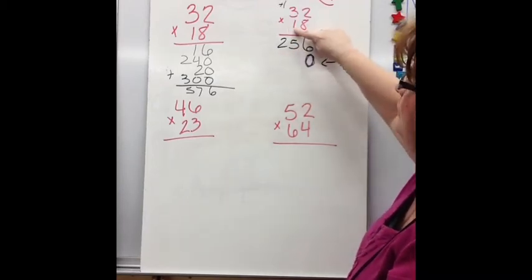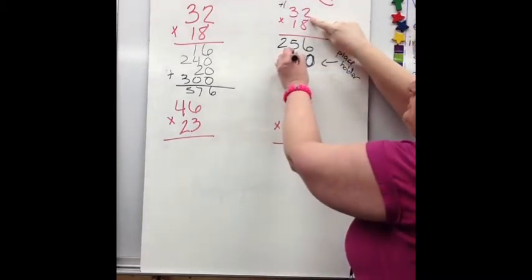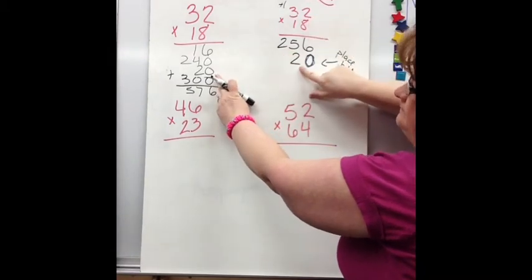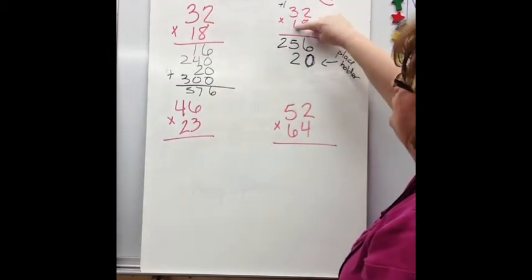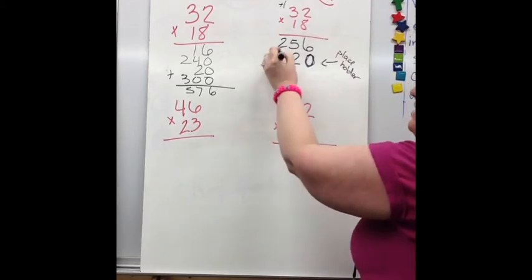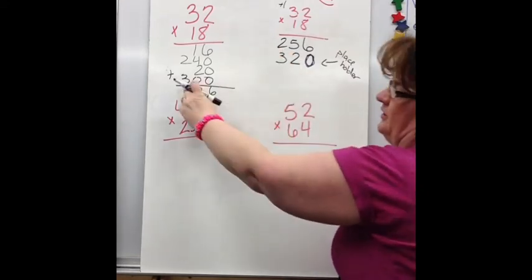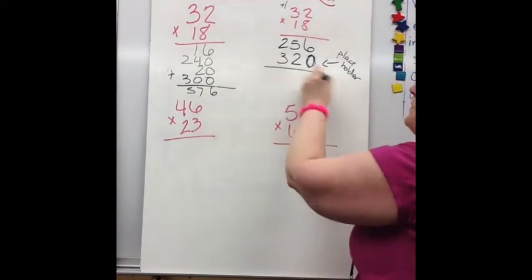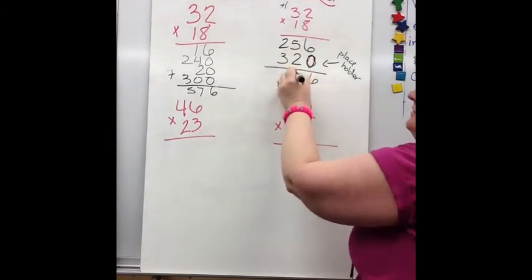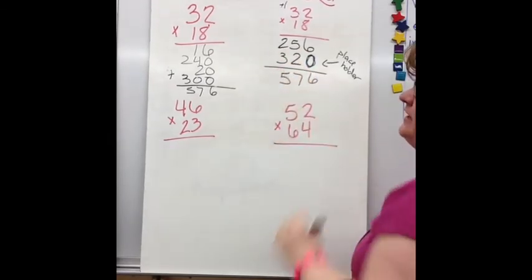Okay, so we'll have a 1 times 2 is 2. There's your 20. And then we have a 1 times 3 is a 3. There's your 300. Then we go ahead and add these together, and we get the same answer.